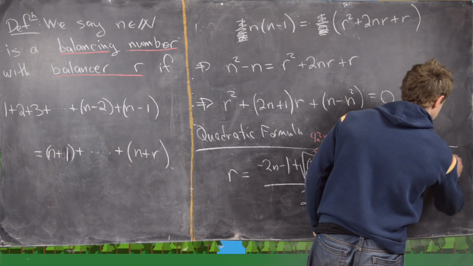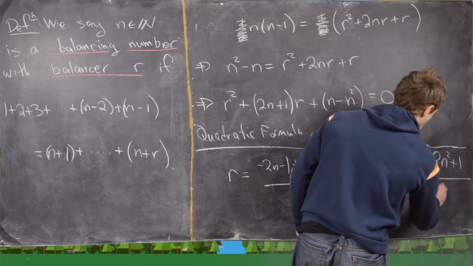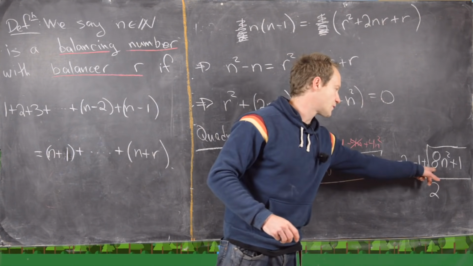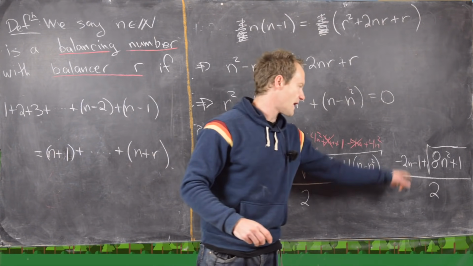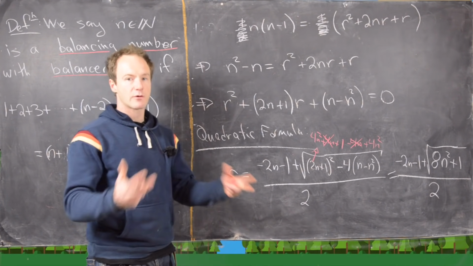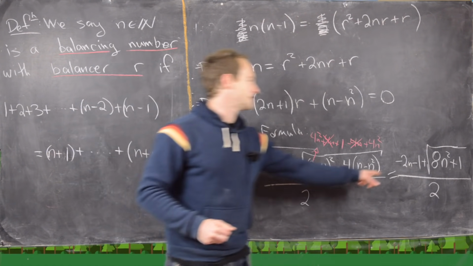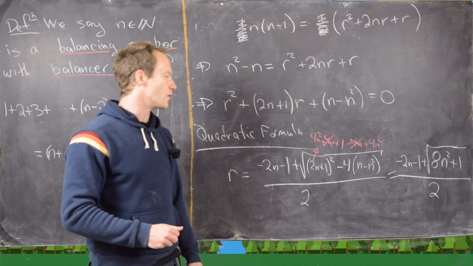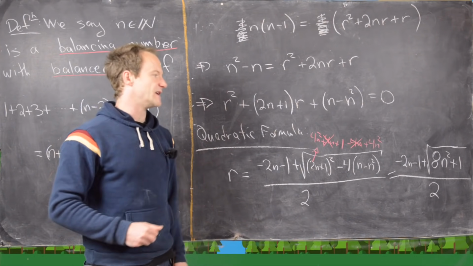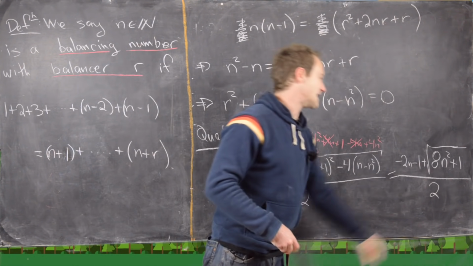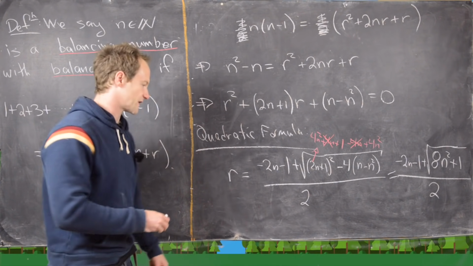So we have (8n² + 1)/2. Great. Now notice here we're taking the square root of an odd number. We also have an odd number there. The square root of an odd number, if it is an integer, will be odd. So that means we'll have an odd number plus an odd number over 2. So this is always an integer in the special case when 8n² + 1 is a perfect square.